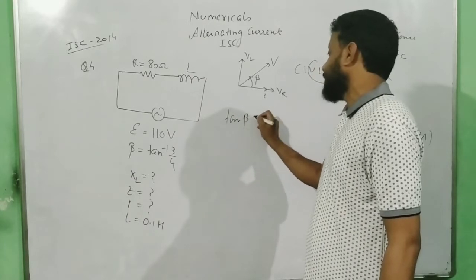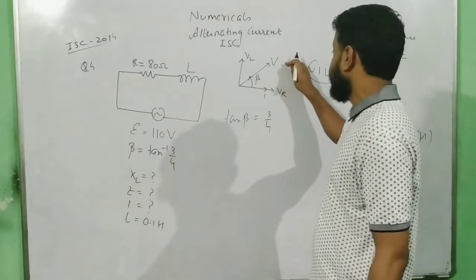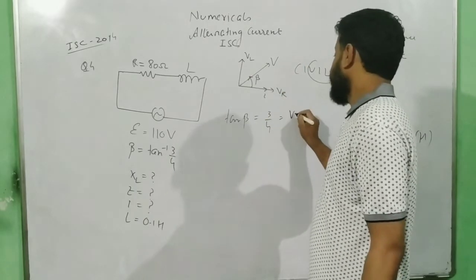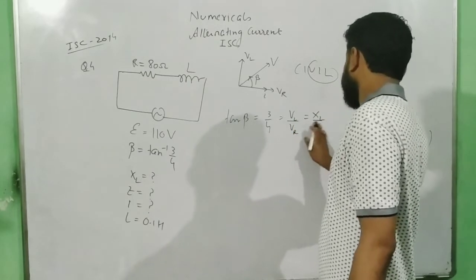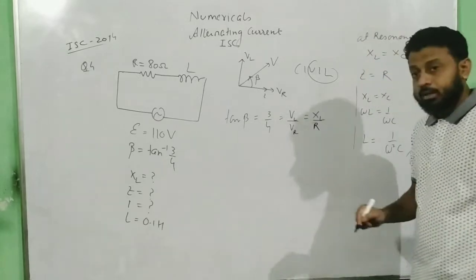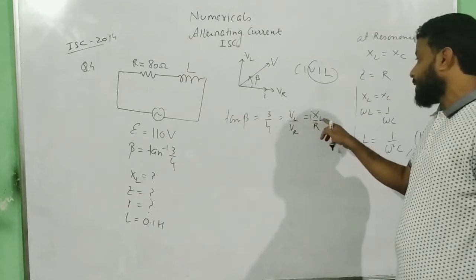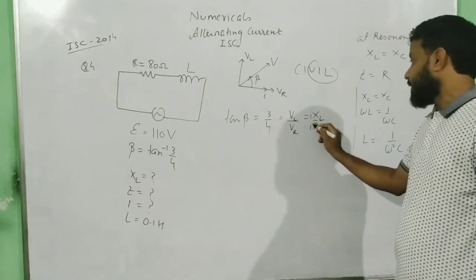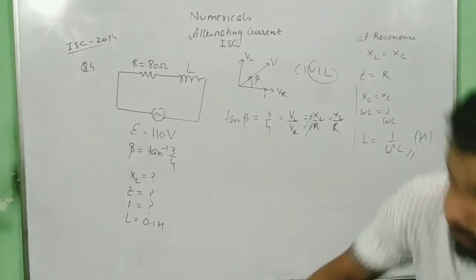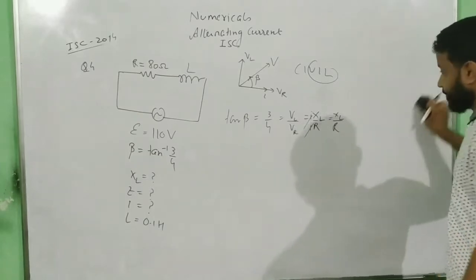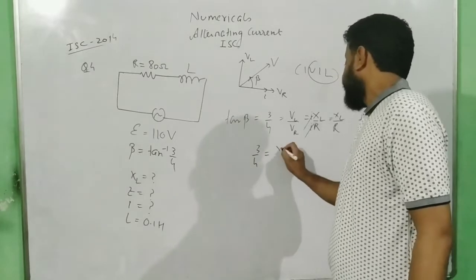Tan beta will be equal to 3 by 4. Now what is tan beta? Perpendicular by base, that is equal to VL by VR. This I can now write as XL by R. Remember, I can write V as I times reactance and I times R, then I gets cancelled out and hence you get XL by R. This was from the previous question. So tan beta equals 3 by 4 is equal to XL divided by R.